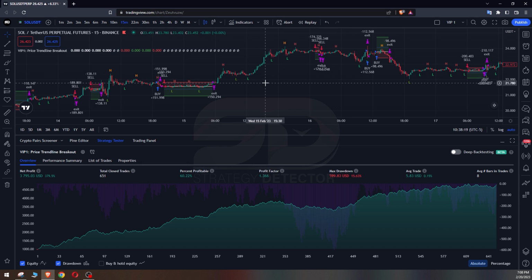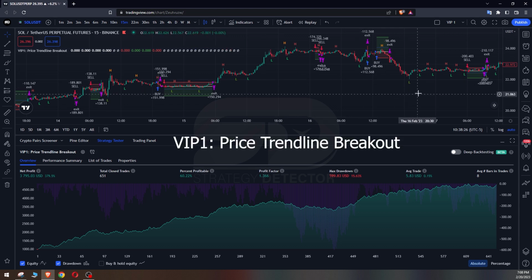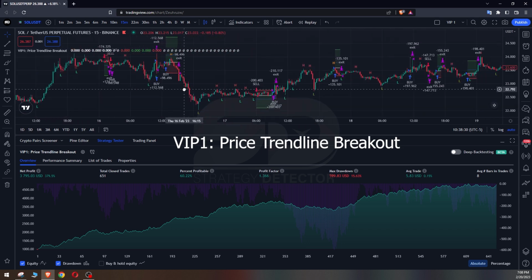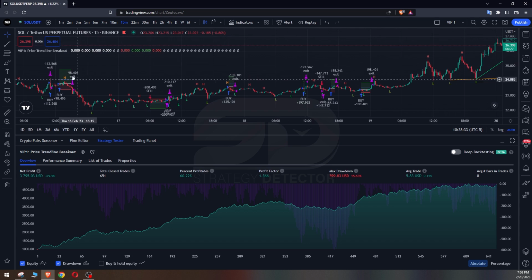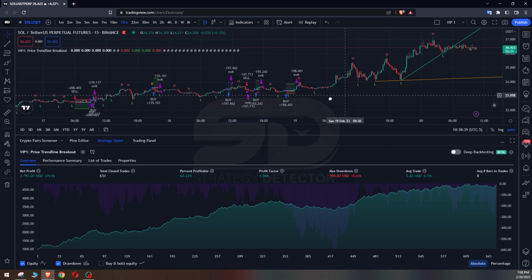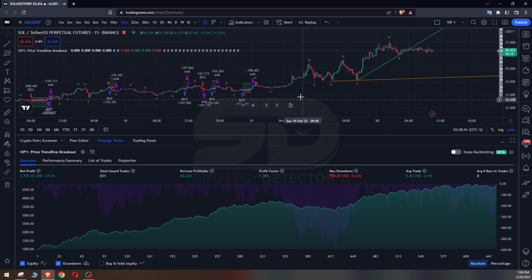The strategy that I want to introduce to you today is VIP1, and it's called Price Trendline Breakout, which takes a position based on trendline breakouts and support and resistance breakouts. It can be said that this strategy will be one of the most special strategies in the market, and you can trade with this strategy, which is based on price action and trendline breakout.